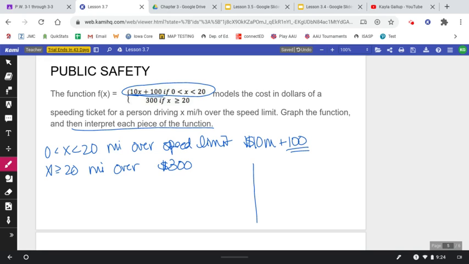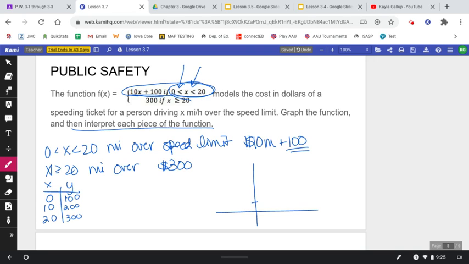So when I go to graph this, for my first XY table, I'm going to use numbers in between 0 and 20. I'm just going to use 0, 10, and 20. So 10 times 0 is 0, plus 100 is 100. 10 times 10 is 100, plus 100 is 200. And 10 times 20 is 200, plus 100 is 300. Notice that I'm going to have two open circles here on this graph.